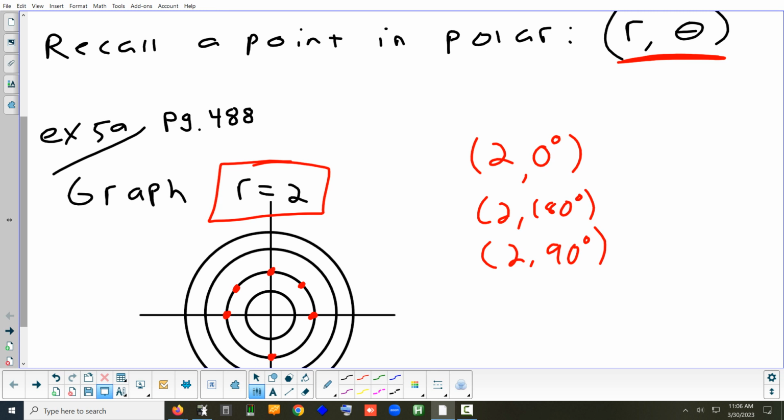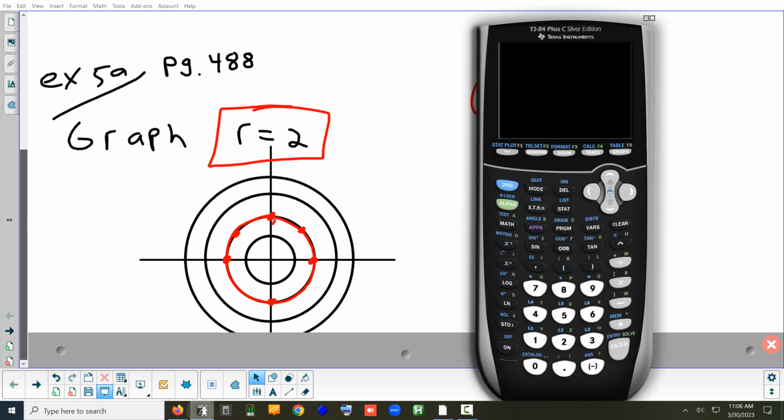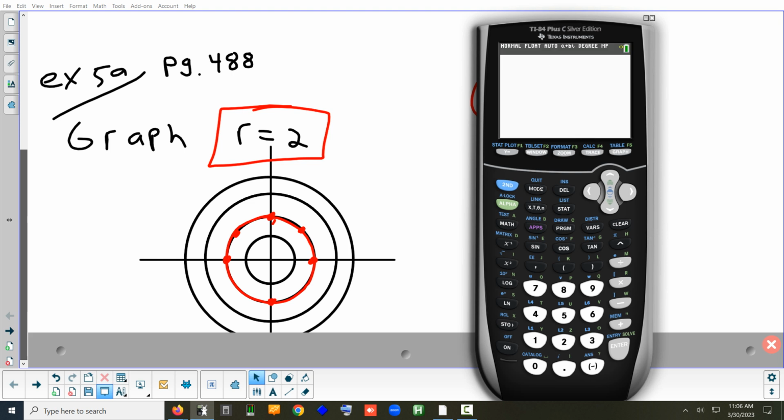So it's 2, comma, any angle, which basically means the shape is what? It's a circle. And that's what polar is built for doing, drawing circles. That's a pretty good circle. Now, if we want to put that in on the calculator, what we have to do is go to mode, put it in polar, and it's going to say r equals. So we could put in r equals 2.